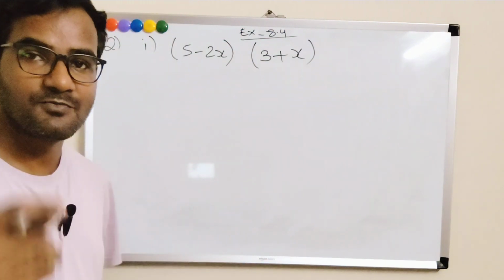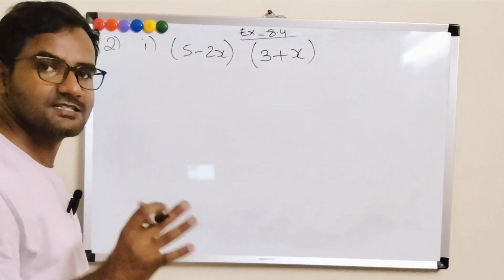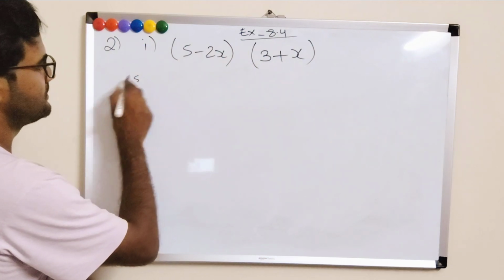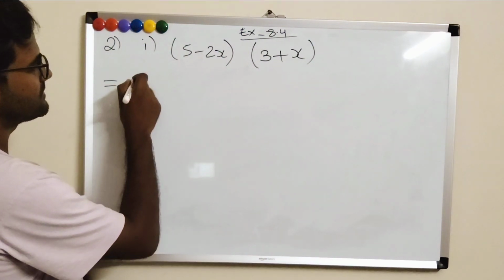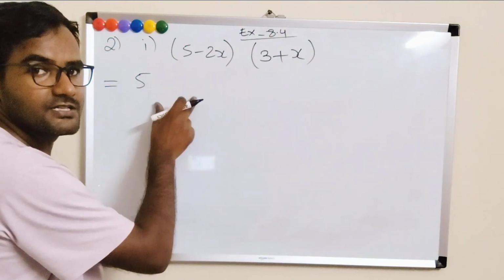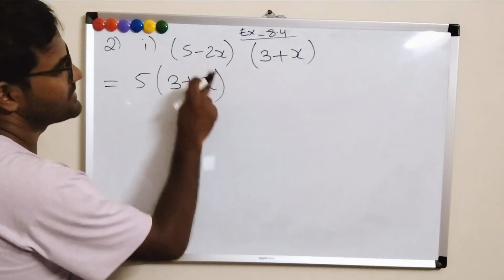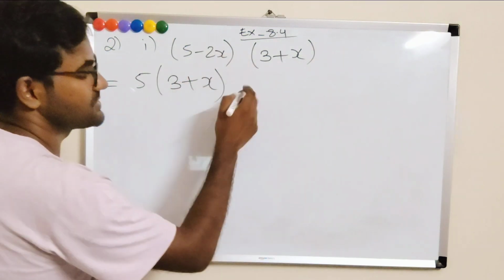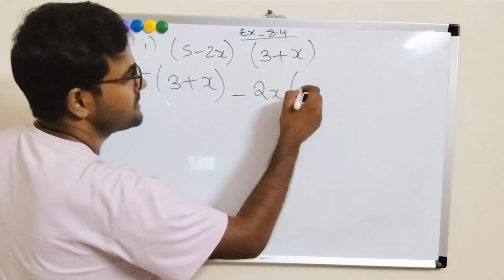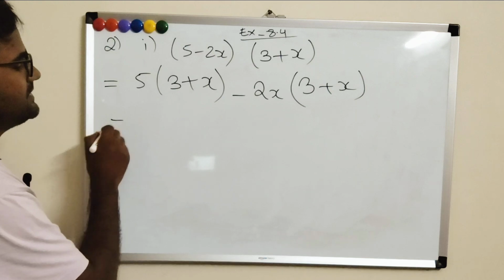So how do we do it? Please observe carefully, alright? First of all, as we did yesterday, we'll bring out this first term. So we will write here 5. Then this whole thing I will bring down here, so it will be 3 plus x, and this minus 2 I will write here, minus 2x. Then again this whole thing I will write here, 3 plus x.